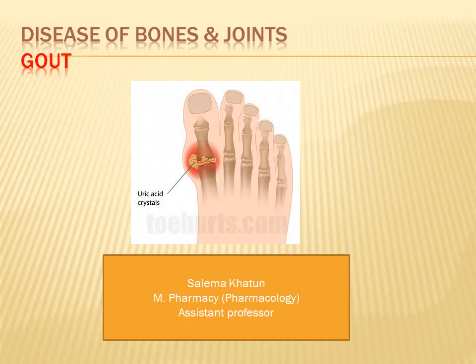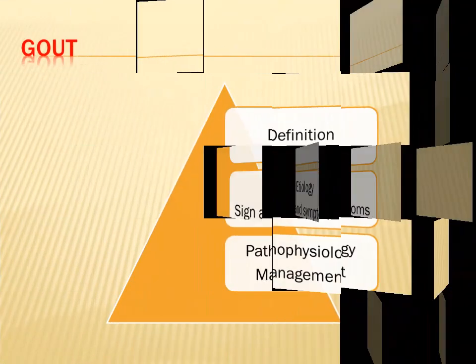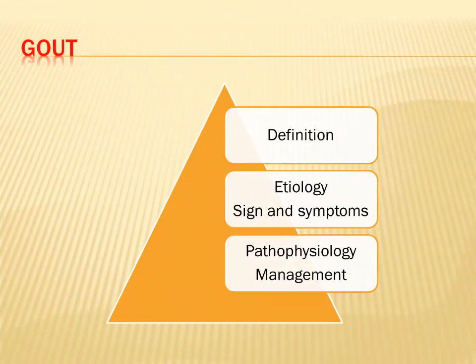The topic is GOUT. It is a disease of bones and joints. Here I will discuss GOUT. The main things highlighted are definition, etiology, signs and symptoms, pathophysiology, and management of GOUT.